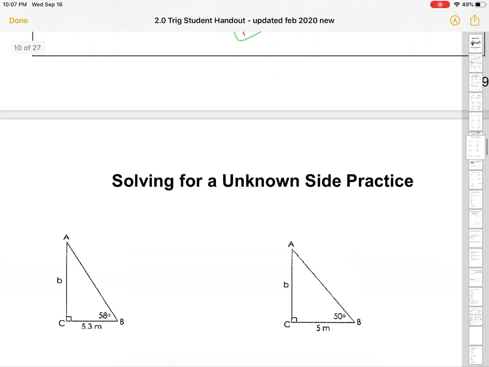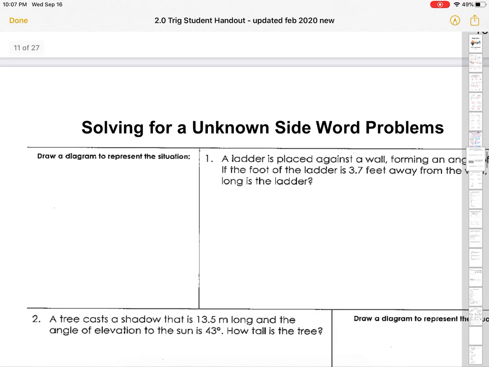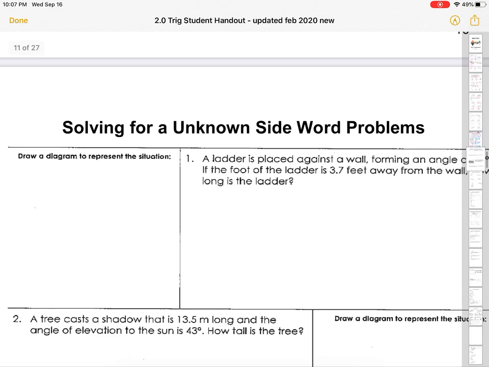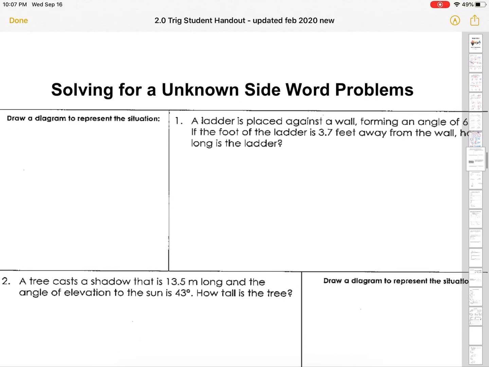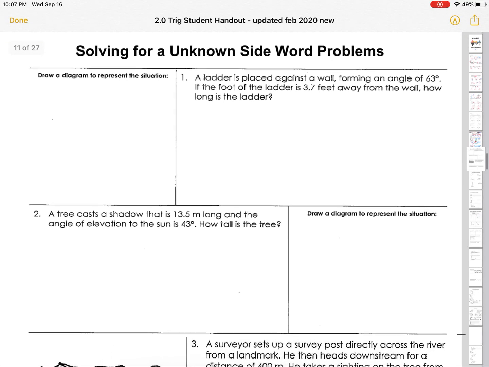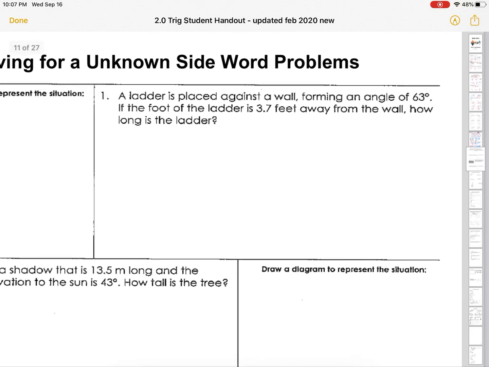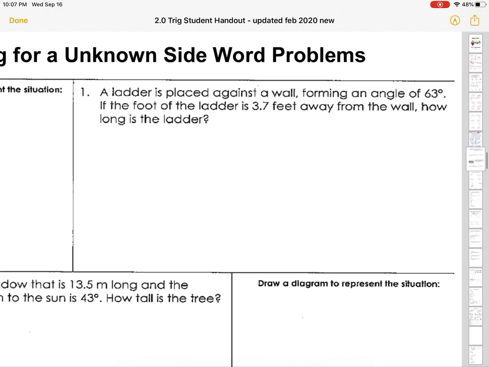So now we have some practice doing some triangles. And there's also some word problem ones. So I want you to give those a try and actually draw a picture. So let's do one just so that you can see what I mean. So it says draw a diagram to represent the situation. Always helps to draw a diagram. So it's a ladder is placed against a wall, forming an angle of 63 degrees.